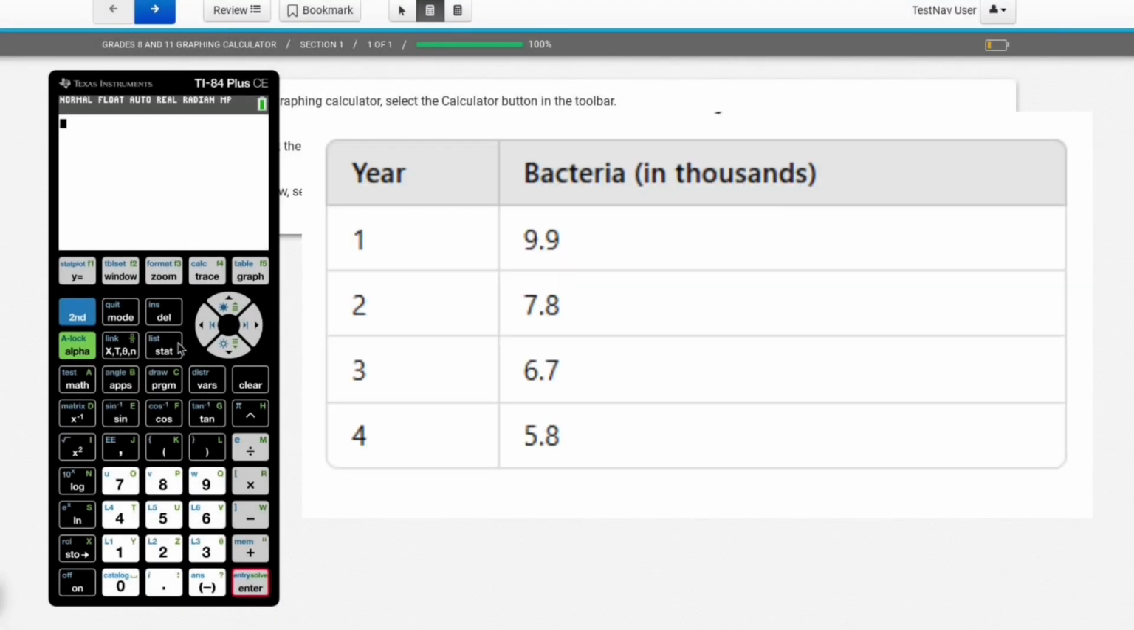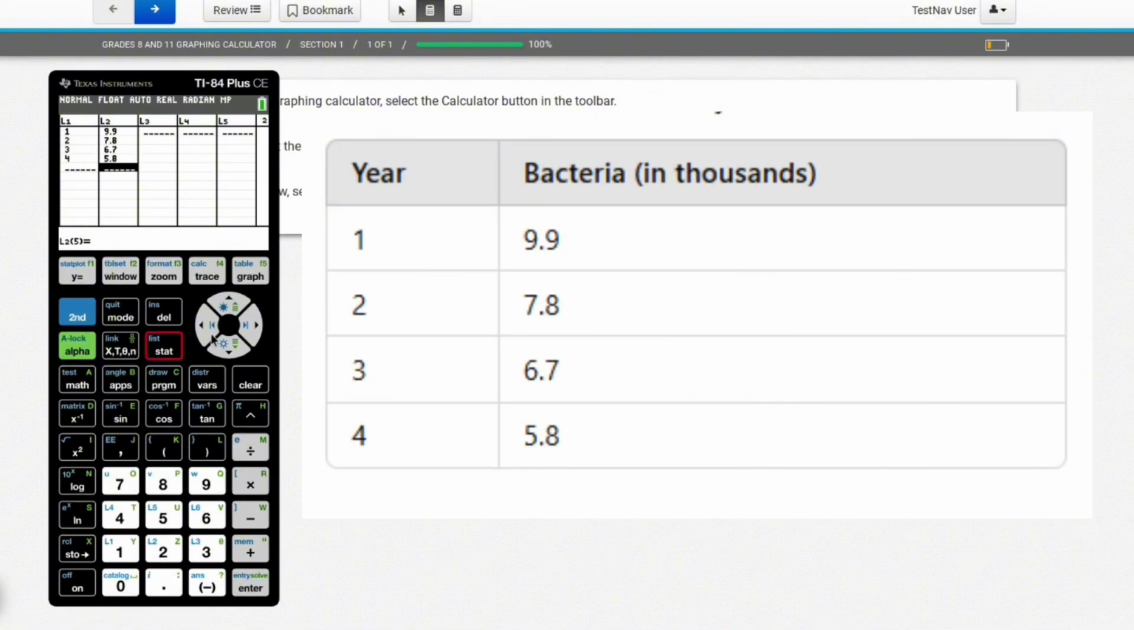All right, let's get gross and talk about bacteria. We'll go to stat, edit. We're doing a logarithmic regression equation, which is ln reg. So this is the direction that we go in. Type in your numbers like so. Go over here, your bacteria in thousands. We have to keep that in mind. 9.9, 7.8, 6.7. Don't make a typo. So far, I think I'm good. 5.8. All right, now B and C looks like we're going to need to use this equation later.